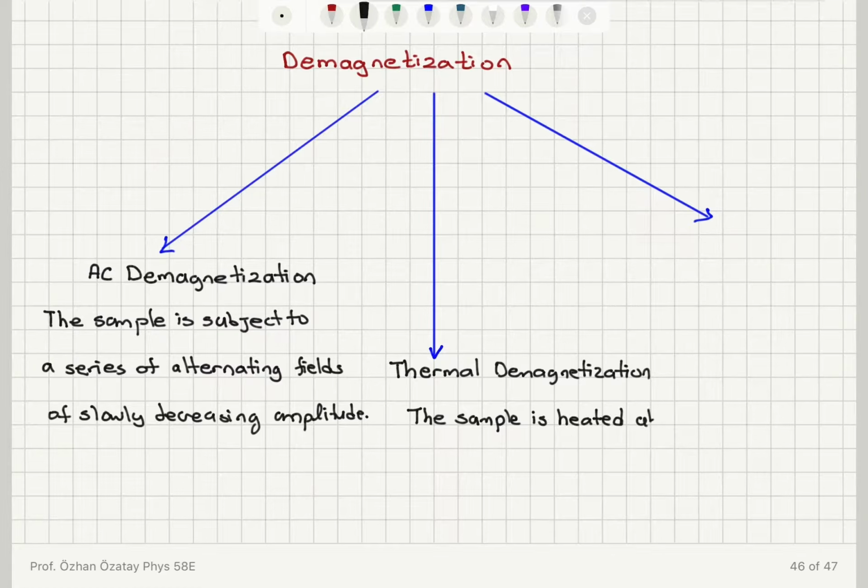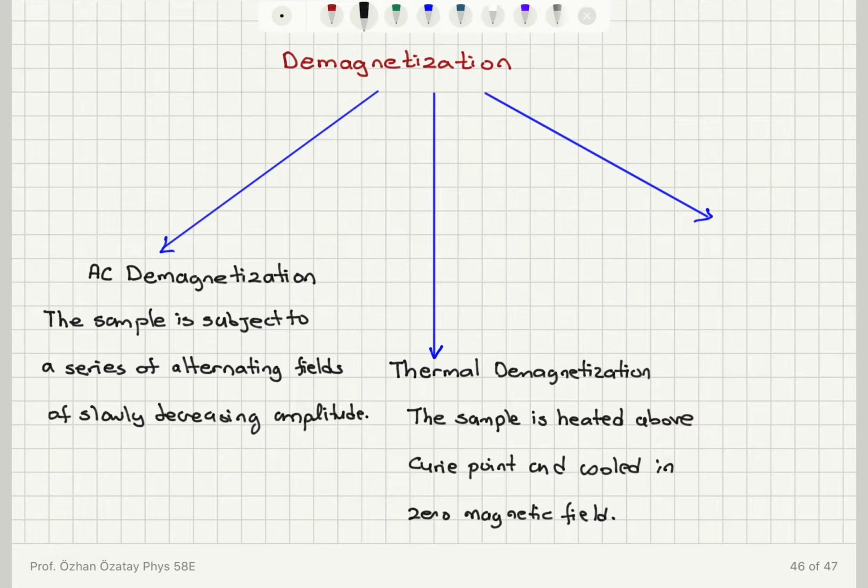So it is heated above the Curie point, and then we have to cool it down in zero magnetic field. In zero magnetic field, that is to make sure we're not re-establishing an orientation or realignment of the moments in the direction of the field.